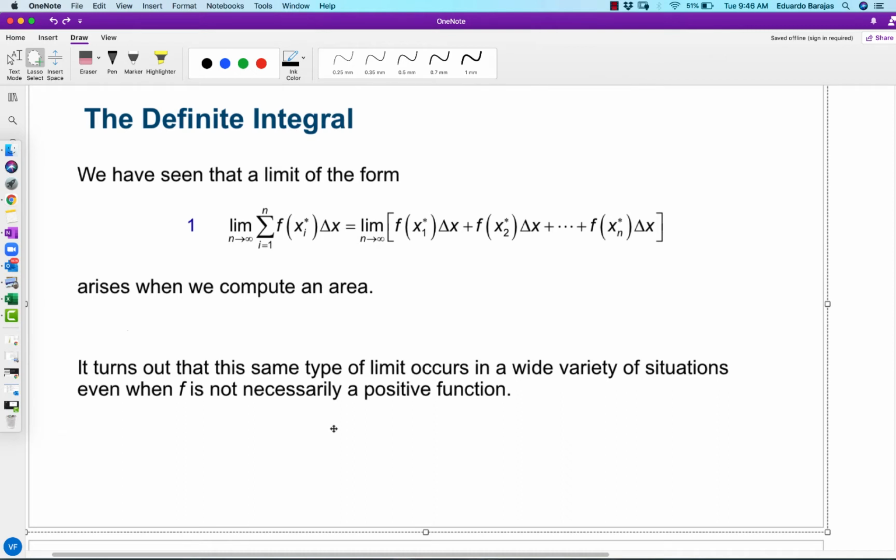The limit as n goes to infinity of the Riemann sum as i goes from 1 to n of f of x sub i star times delta x, which can be expanded into the limit as n goes to infinity of the sum of all these products. So f of x sub 1 star delta x plus f of x sub 2 star delta x and dot, dot, dot, all the way out to n. So let's take a minute and refresh our memories of what this means and where it comes from.